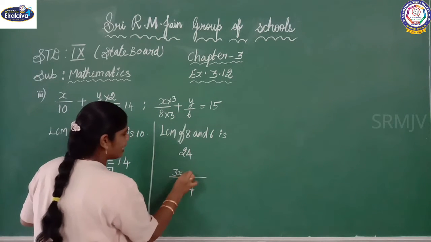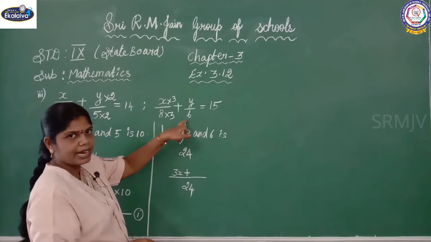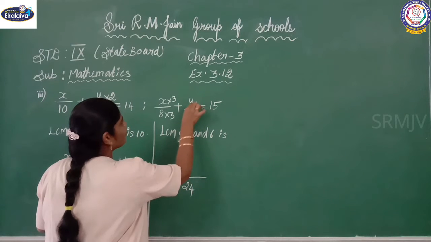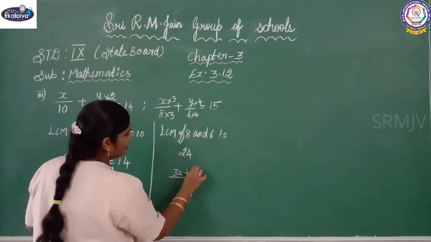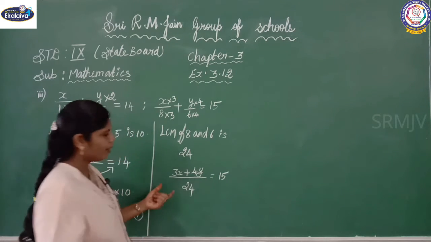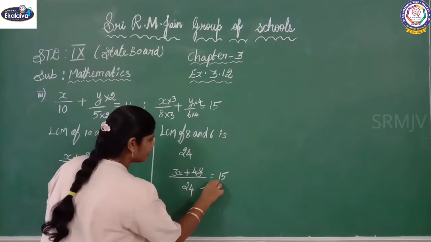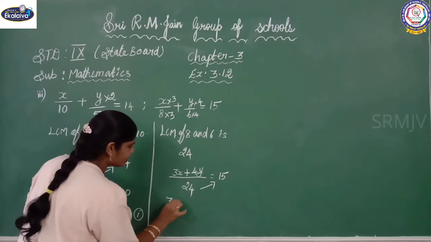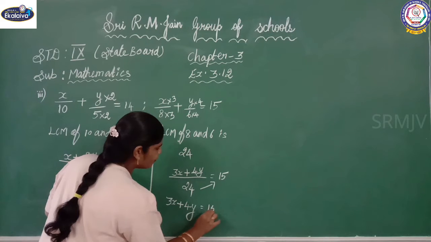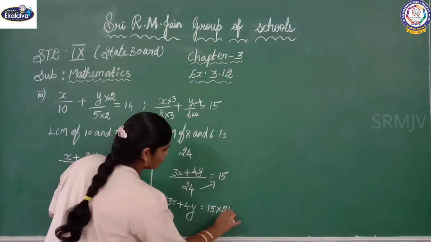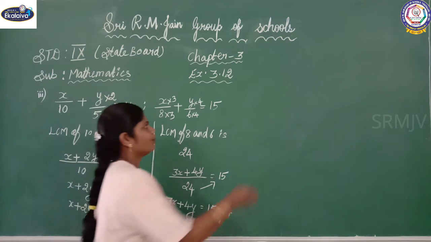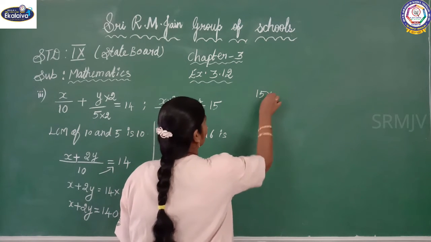Next, plus sign is there. Plus. Here 6 is there. 6 4s are 24, so you multiply with 4. So 4 into y, 4y equal to 15. Okay. Now you cross multiply this. 3x plus 4y equal to 15 into 24. Okay. 15 into 24.